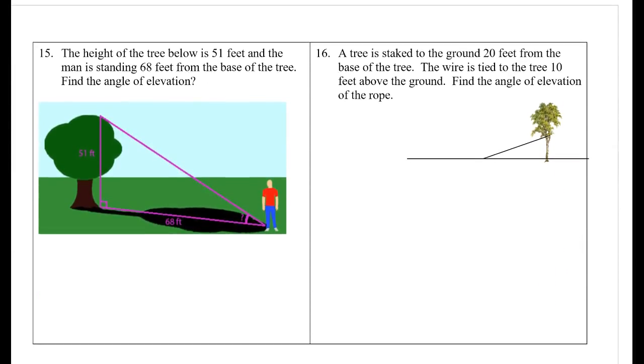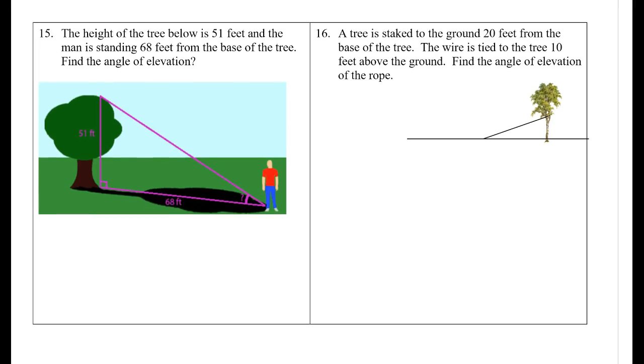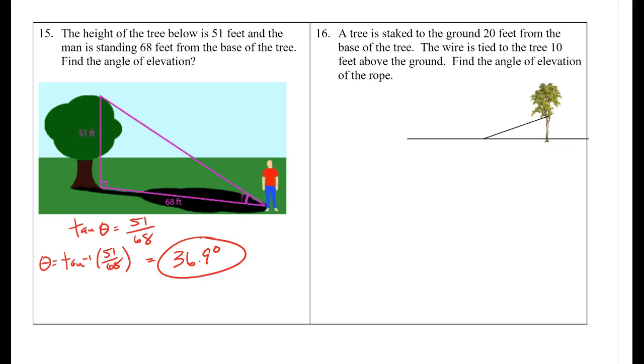15. The height of the tree below is 51 feet, and the man is standing 68 feet from the base. Find the angle of elevation. It's another tangent problem. We're just going to set it up the other way. So the tangent of some angle is equal to 51 over 68. So we're going to take the inverse tangent of 51 over 68. That's my angle. And that's going to give me, do some quick math in my head, or turn the page, whichever one, 36.9 degrees is my angle of elevation.